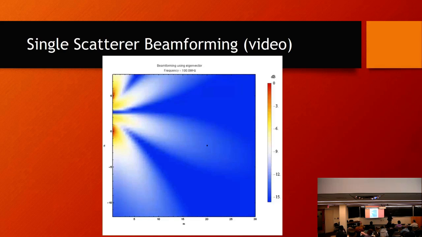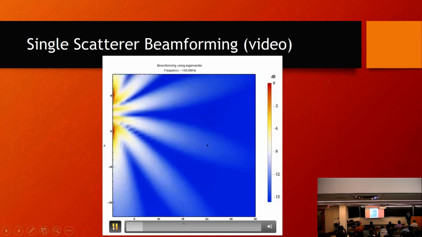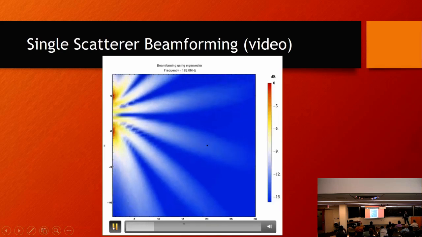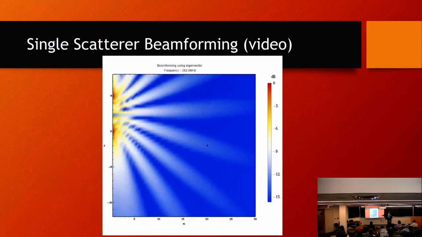But let me play this movie here real quick. It turns out that if you were to take the eigenvector for that frequency and you just sweep across all the frequencies, every eigenvector actually focuses onto this scatterer. I'm sweeping from 100 to 155. So as the frequency goes up, you're going to get more nulls, but you can see there's always a beam at that scatterer.